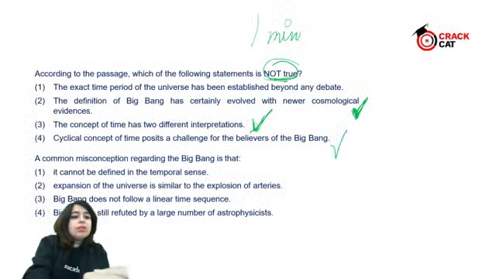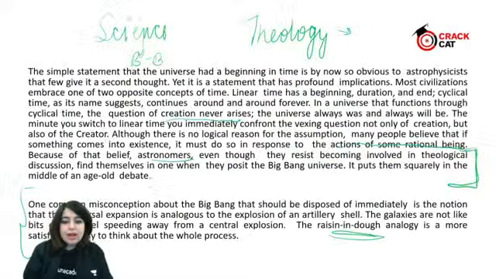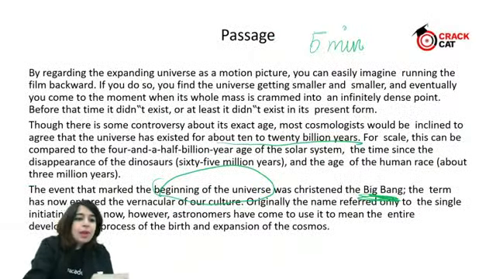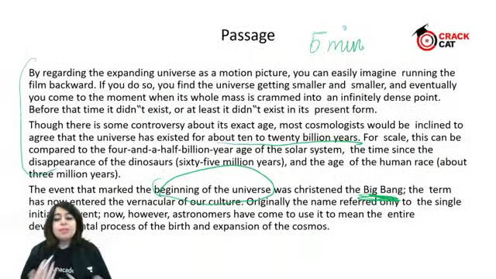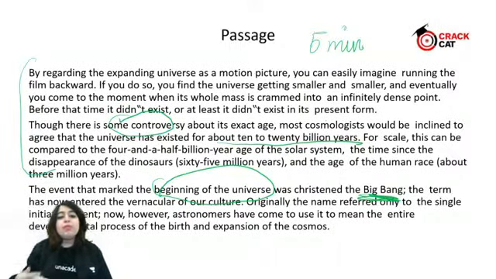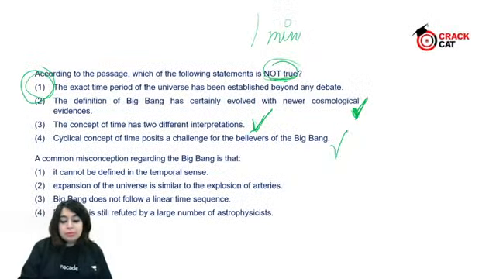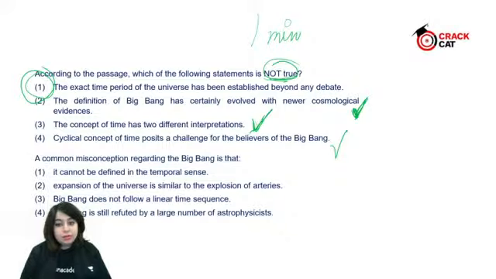So that means the option that is not true is the first part, because it says the exact period of the universe has been established beyond any debate. Whereas if you look at the second paragraph, it says that there has been a lot of debate, right? It says that there is some controversy about its exact age. Most cosmologists would be inclined to agree. So, not without any debate, but there has been some debate regarding finding out the correct time when the Big Bang came into being, the world came into being. So the first would be the correct answer.